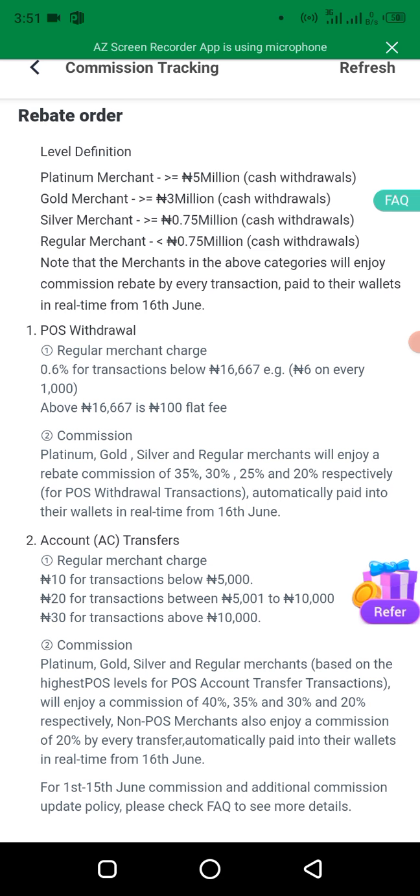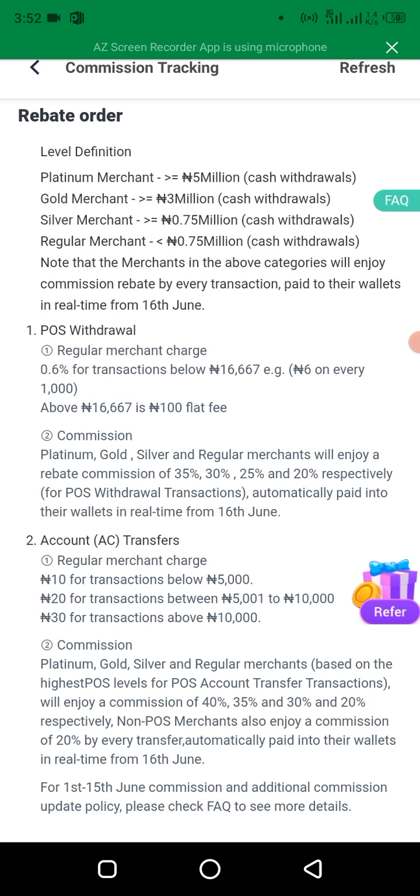So if you transfer 5,001 naira to 10,000 naira, they will charge you 20 naira. That is from 5,001 naira to 10,000 naira, Opay will only charge you 20 naira. So that's what they will charge everybody, before we start talking about the commission they will give anyone based on their level. Now for transactions above 10,000 naira, even though it's 100,000, 150, a million naira, they will only charge you 30 naira.